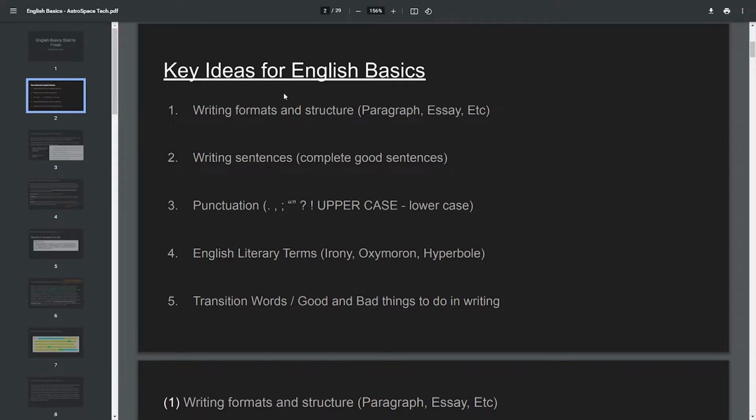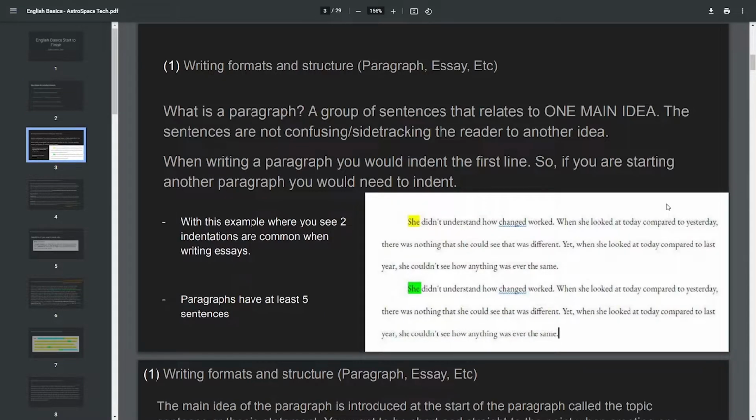So the 5 key ideas are writing formats and structure, writing sentences, punctuation, English literary terms, transition words, and good and bad things to do in writing. So the first one is writing formats and structure.